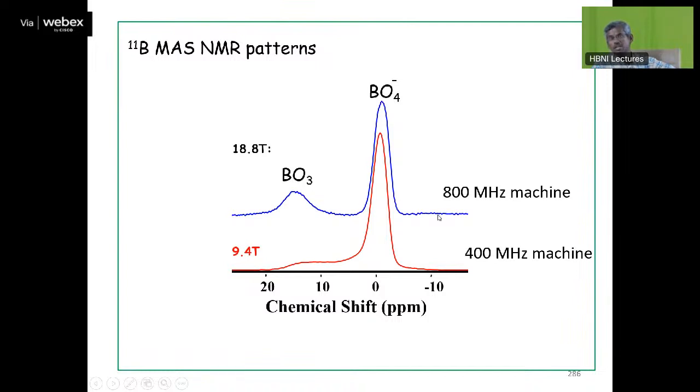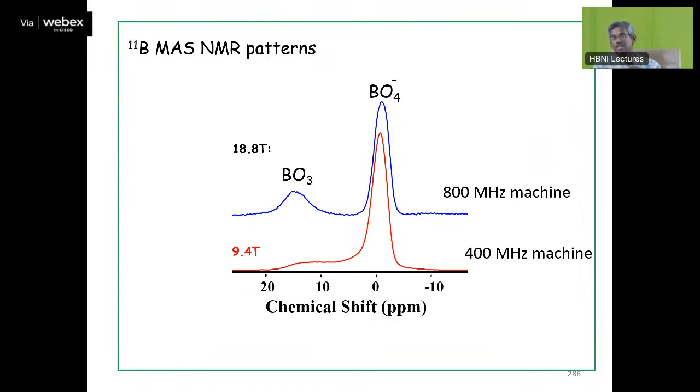this top, the blue color NMR pattern, is taken with a magnetic field of 18.8 Tesla. 18.8 Tesla means almost like an 800 megahertz NMR machine. 800 megahertz means what? In that machine, the proton frequency is 800 megahertz. 9.4 Tesla means the machine is a 400 megahertz machine. 400 megahertz machine means we have a proton signal which has a frequency of 400 megahertz.